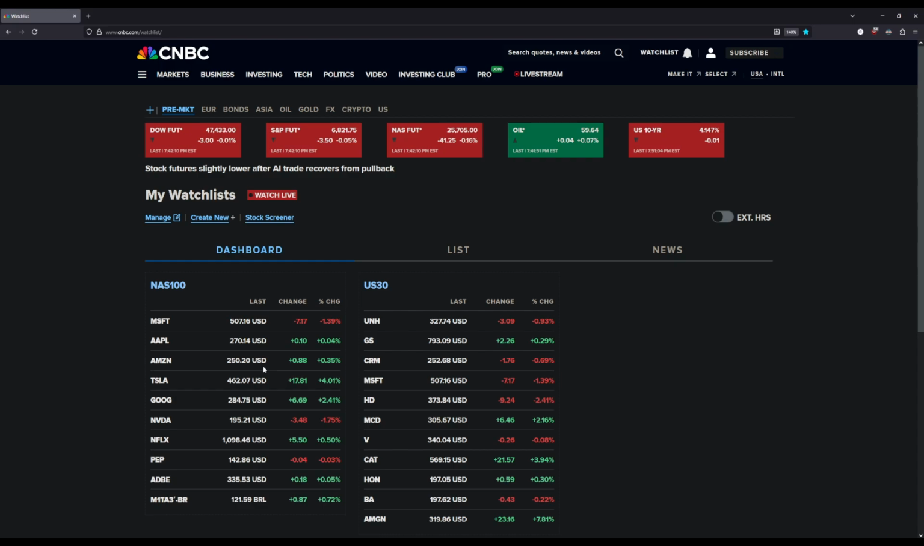I believe this setting only applies to the website. I've used the Android app in the past and I never had to enable this feature. It just worked like this by default. This can be useful to see how the stocks are moving if you're watching, say, right before the market opens, or if you're trading NAS or US30 during the Asian or London sessions.